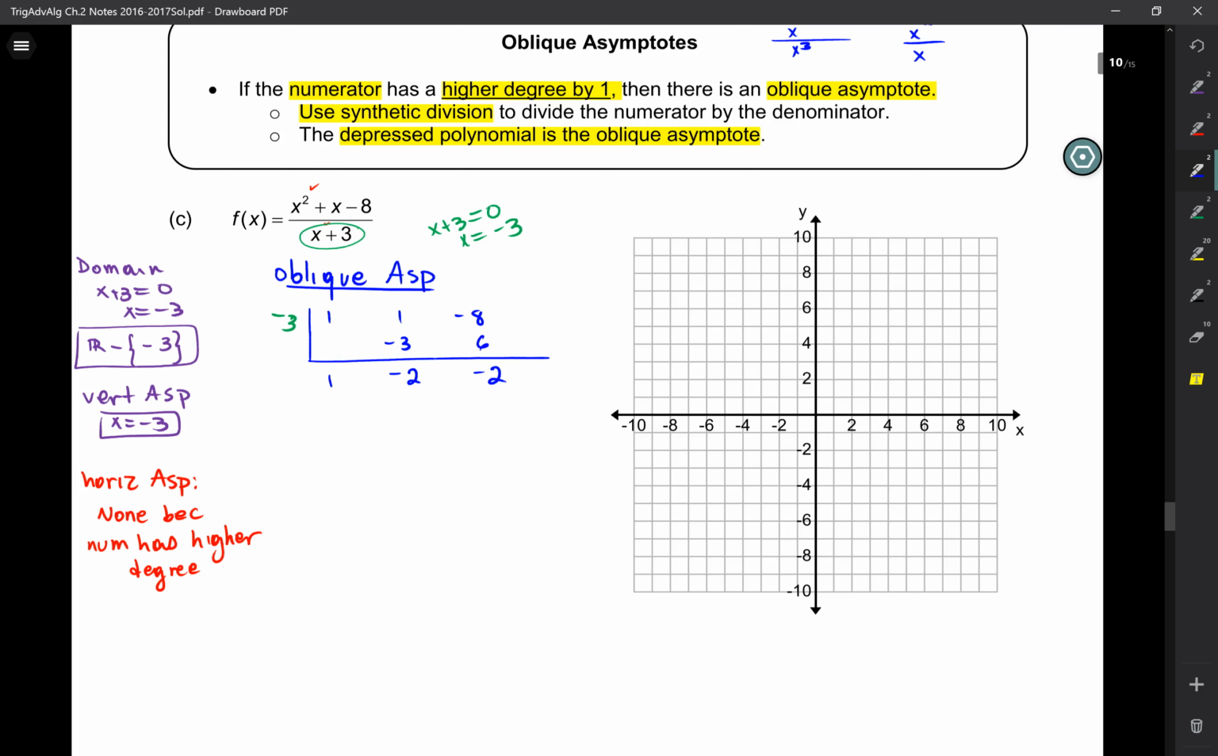We don't have to end with a 0. It's totally fine. I ignore the remainder for oblique asymptote. Why? Because that's the rule. Now, I had started with an exponent of 2, right? So what's the exponent of this going to be? 1. So it'll be x to the 1 minus 2. From here, you slap a y equals in front of it. That's your oblique asymptote.